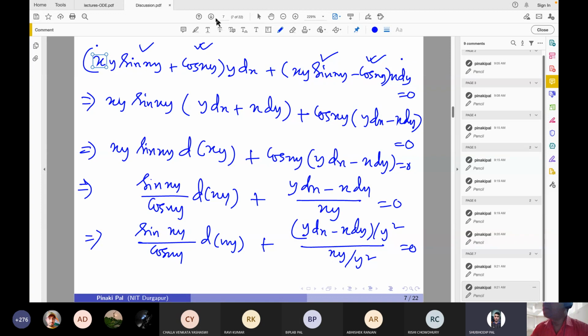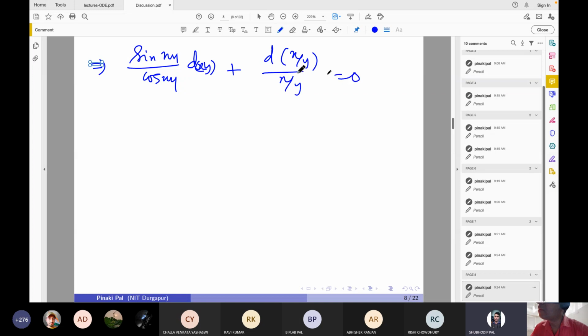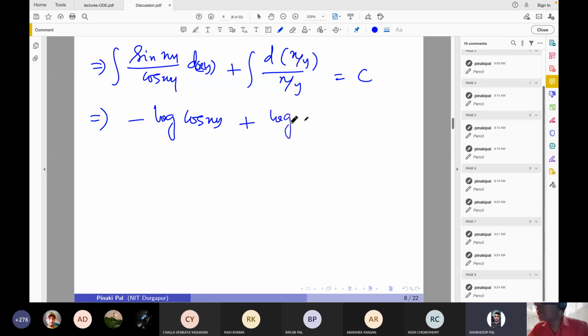Now you see, it turns out that we get sin xy by cos xy d(xy) plus d of (x/y) divided by (x/y) equal to 0. Now let us integrate. Everything is integrable. With an arbitrary constant, we get minus log cos xy plus log (x/y) equal to c. And you can simplify it if you like.